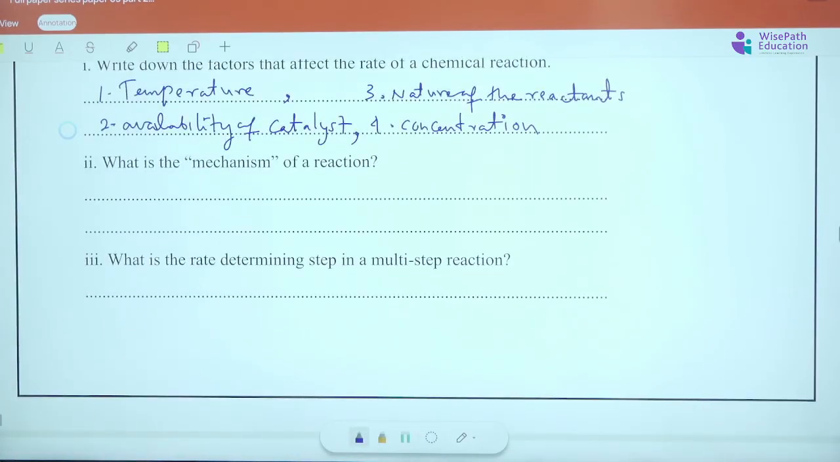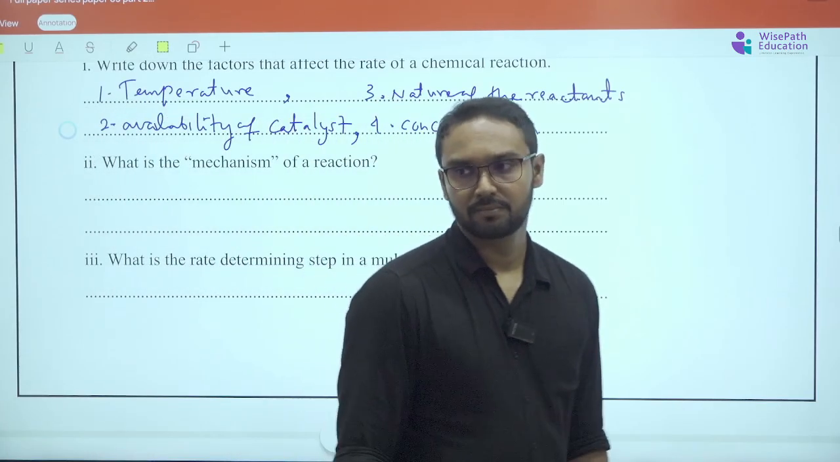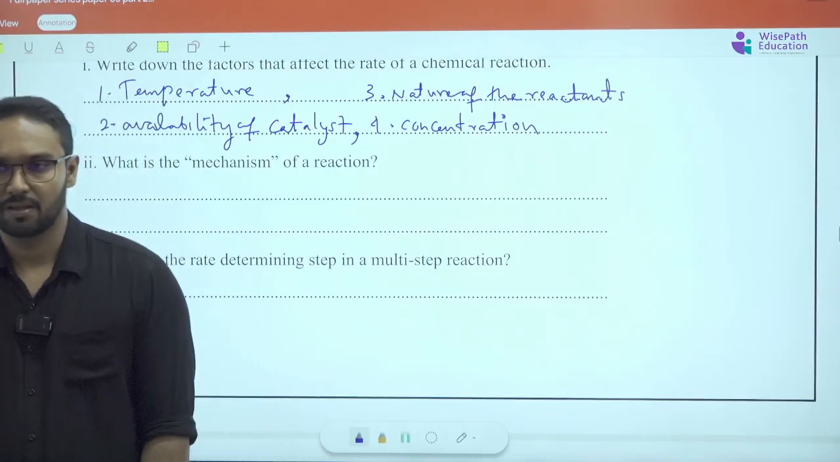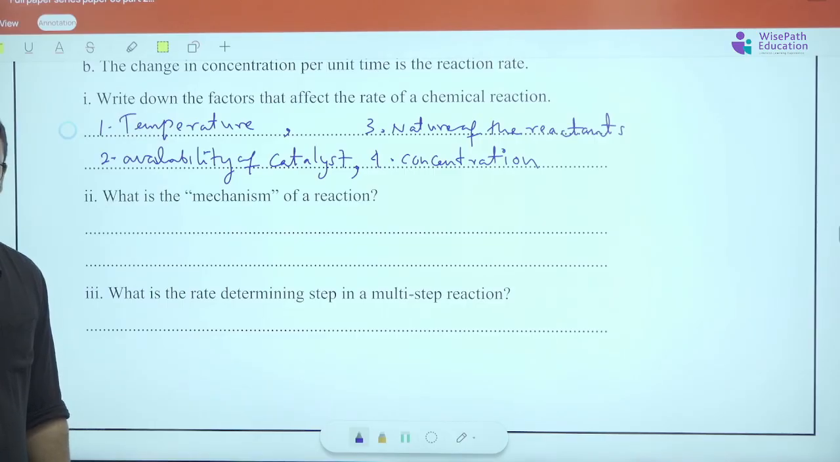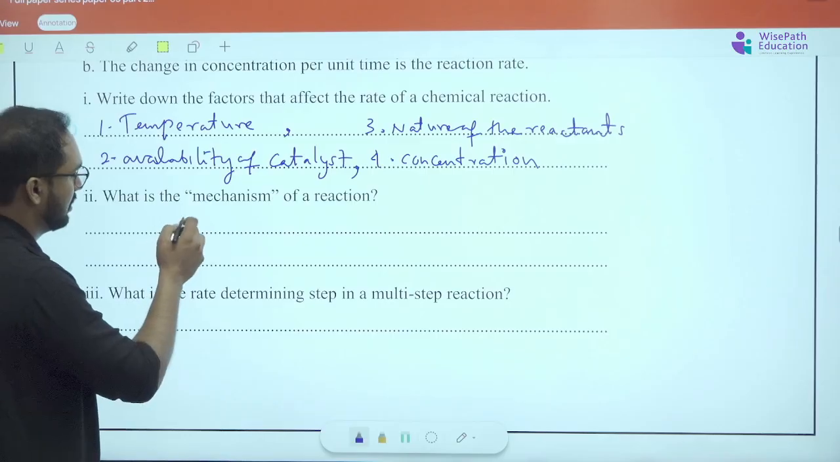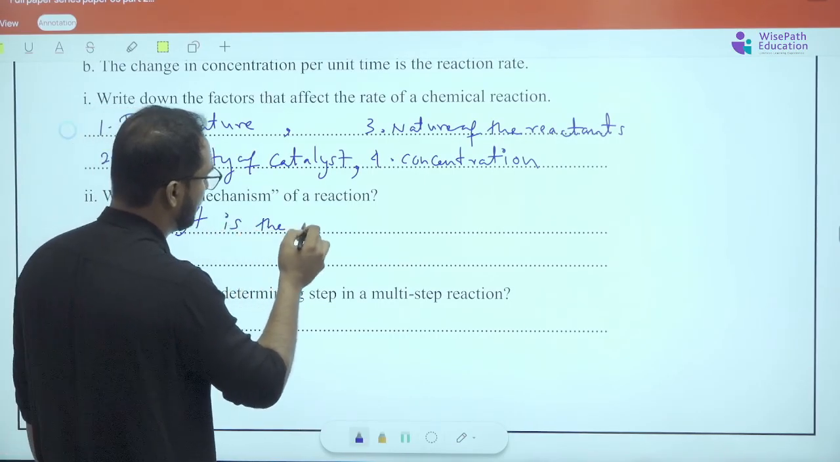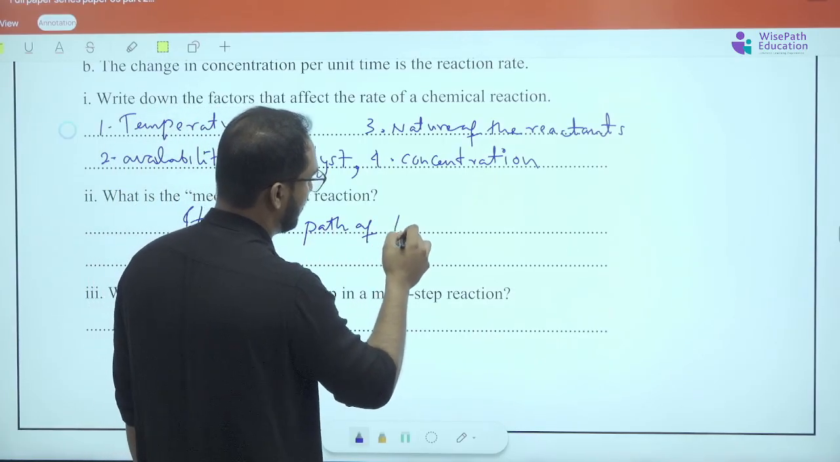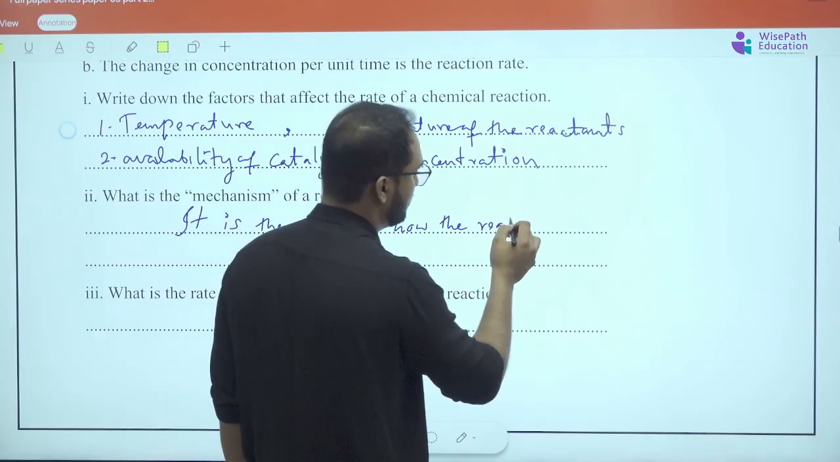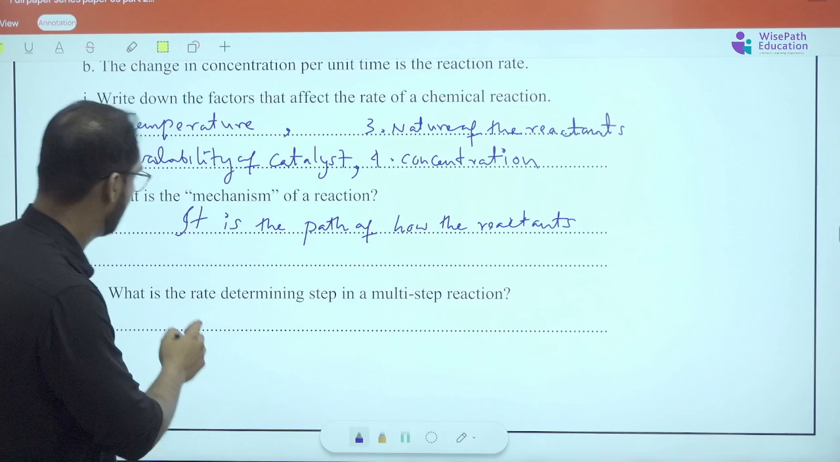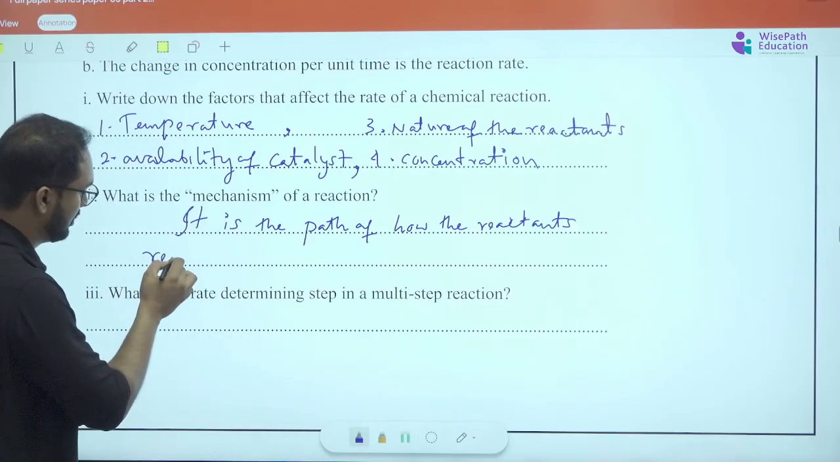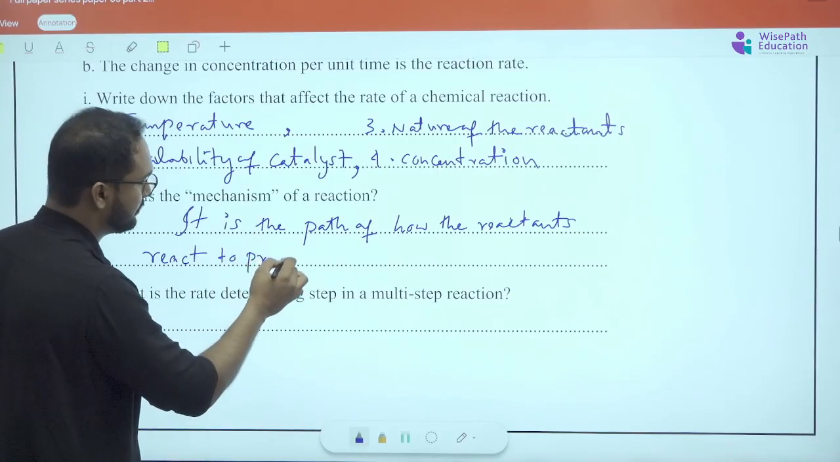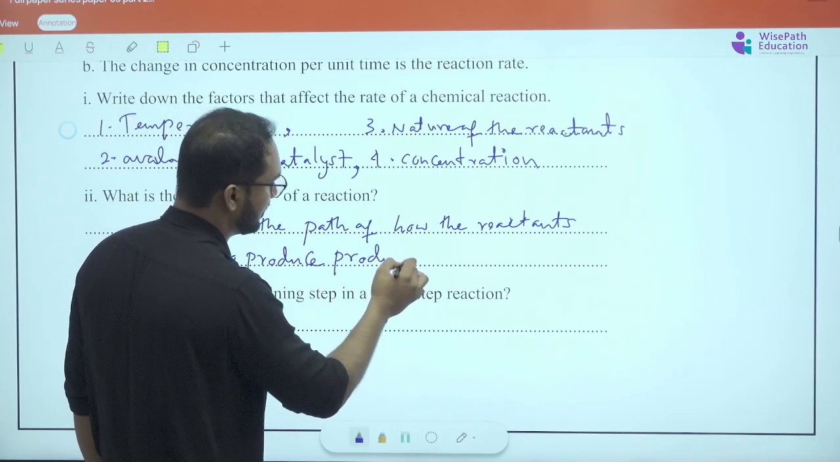What is the mechanism of a reaction? It's the path, isn't it? It's the path how the reactants react and products are produced. It is the path of how the reactants react to produce products, right? To produce products.